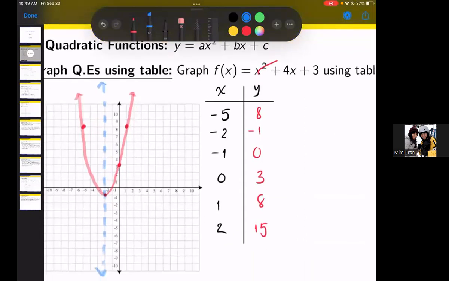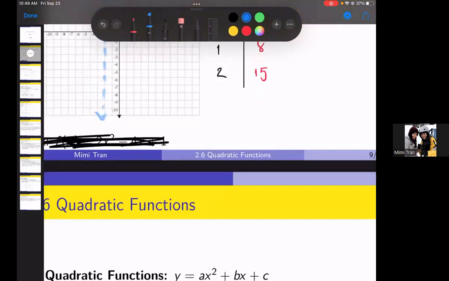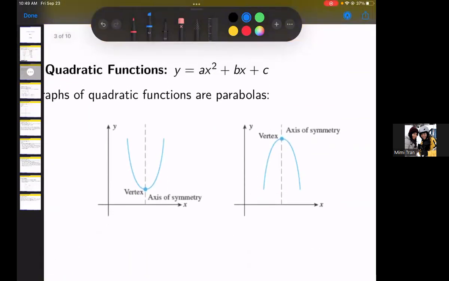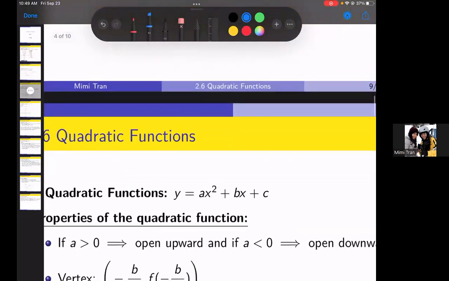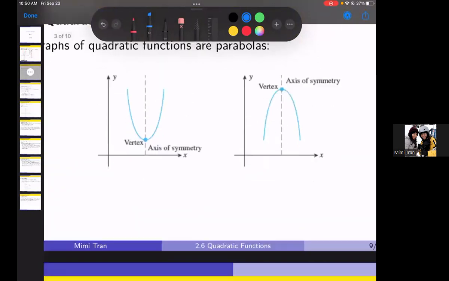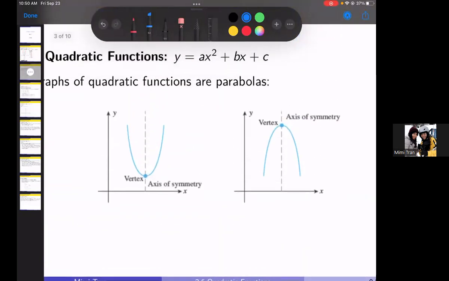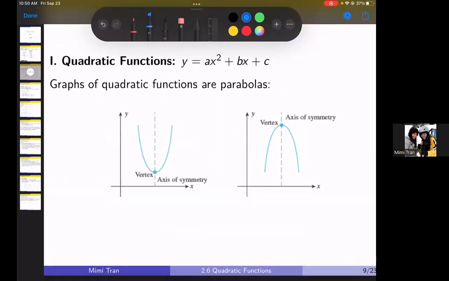Now, I don't want you to plot points all the time. I'm going to show you how to graph this using the properties of quadratic functions. Of course, you can always check your answer with a graphing calculator, but you still have to show me work. But before that, let's talk about this slide.